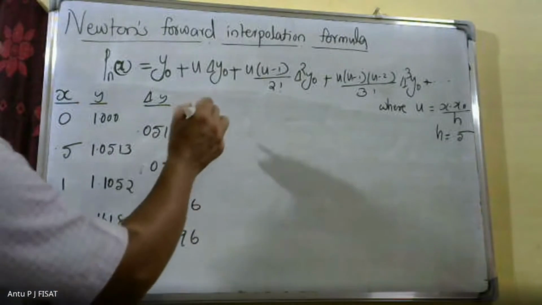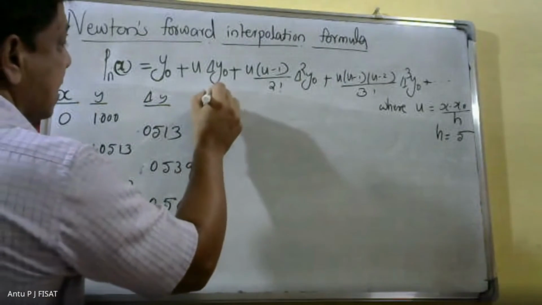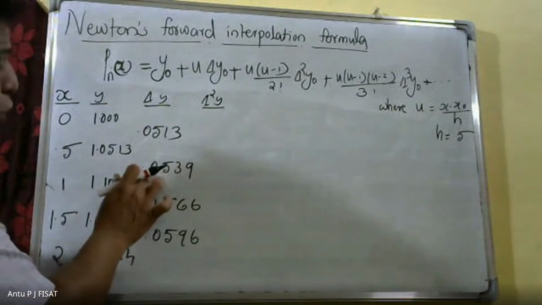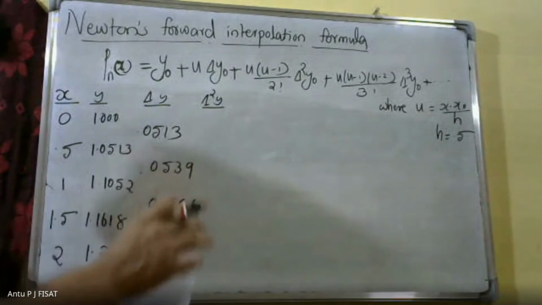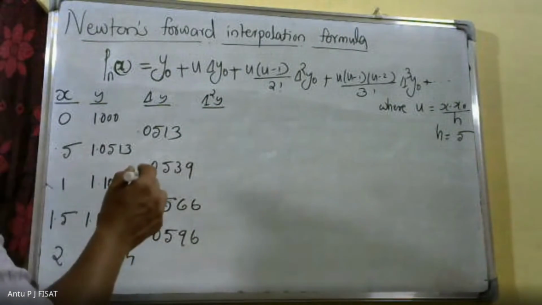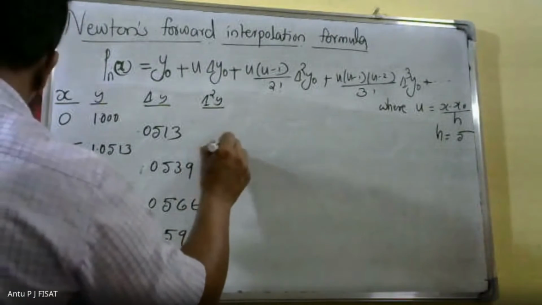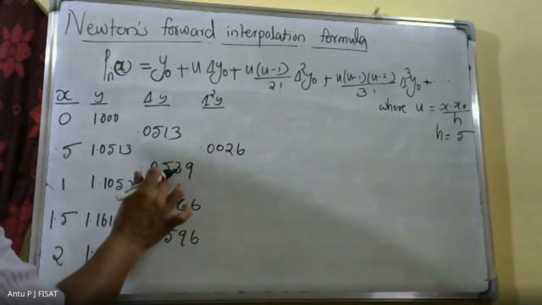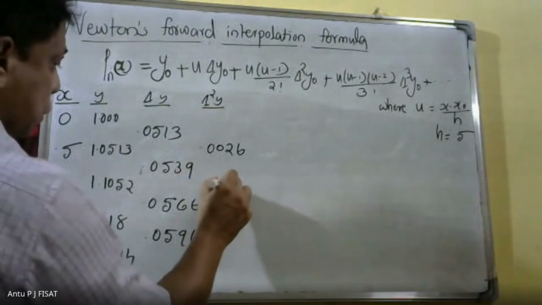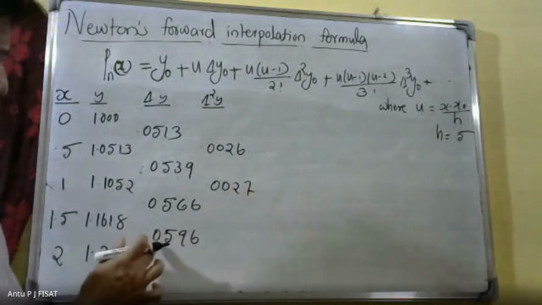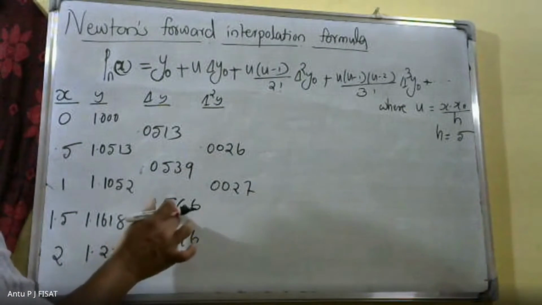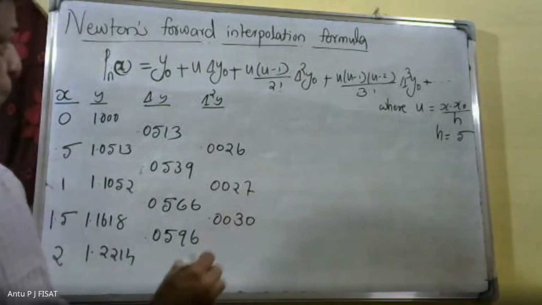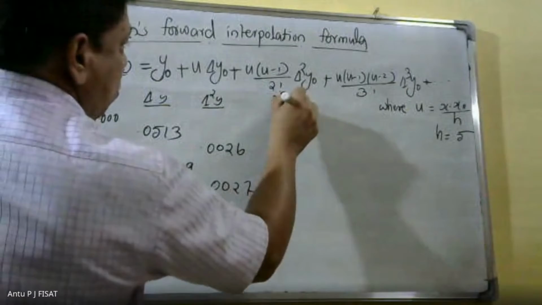Next we make the next column, known as delta square y. We take the difference 0.0539 minus 0.0513. The answer is 0.0026. Similarly, 0.0566 minus 0.0539. The answer is 0.0027. Then take the difference 0.0596 minus 0.0566. The answer is 0.0030.